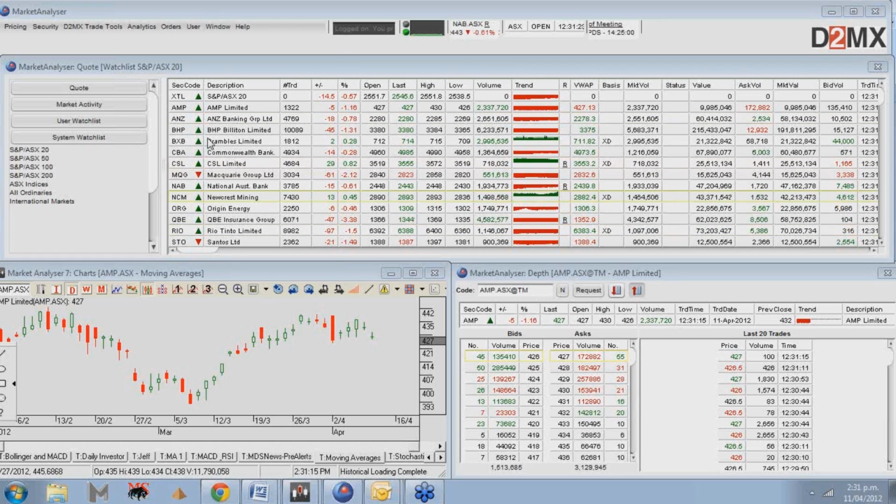The charting that we're looking at here, the D2MX charts, have been brought over exactly from the Market Analyser Pro or the Market Analyser version 6 that you were using previously. So the charting should be pretty familiar to you.